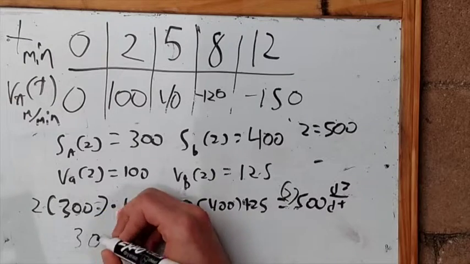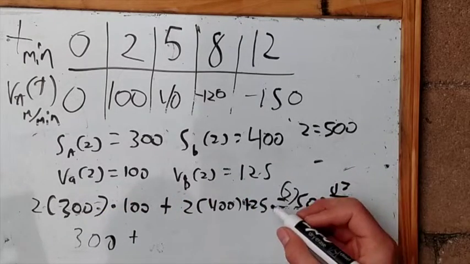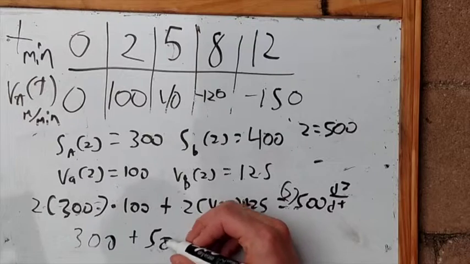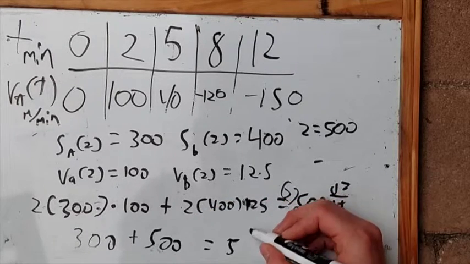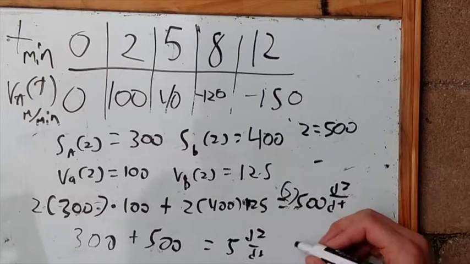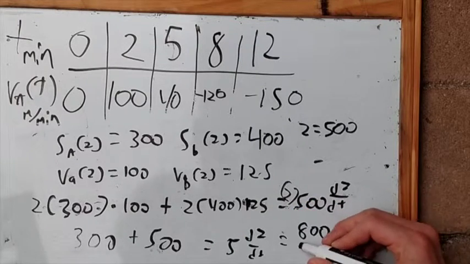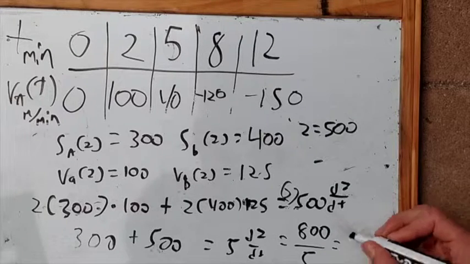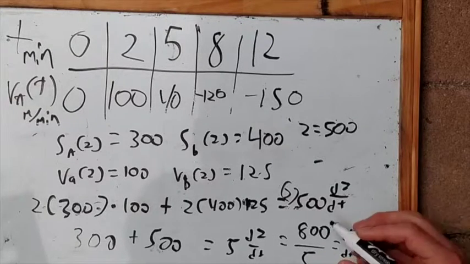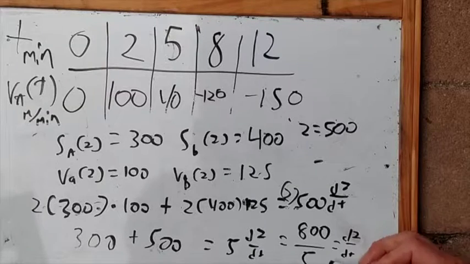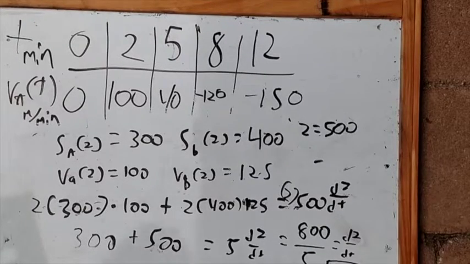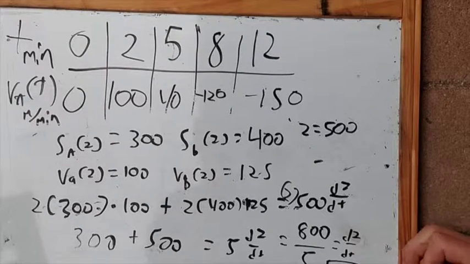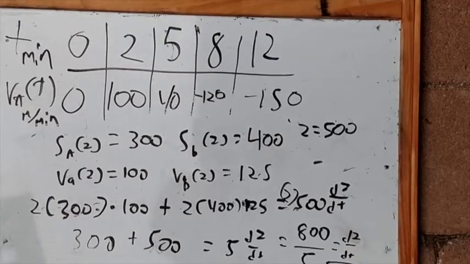We end up getting 300 plus, let's see, that's 500, because this is 125. And this is equal to 5 dz over dt. You get dz over dt equals 800 divided by 5, which simplifies to 160. And don't forget to put units, say 160 meters per minute. Squeezing that in there. But if you have space, you should try and write it better.